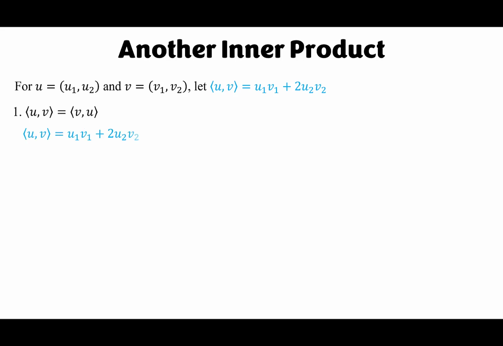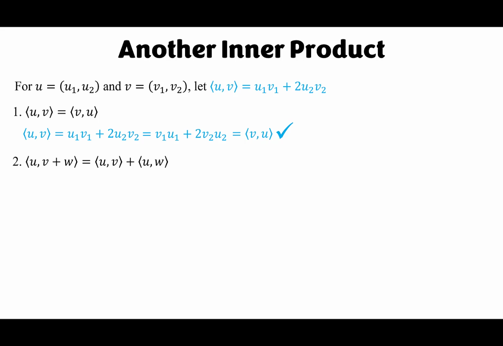All right, so first starting with property 1, the order doesn't matter is what we need to check. Well, by definition, the inner product of u with v is u1 v1 plus 2 u2 v2. And we can rearrange the u1, the v1, and the u2 v2, because multiplication order doesn't matter. And by definition, that is the inner product of v with u. So that satisfies property 1.